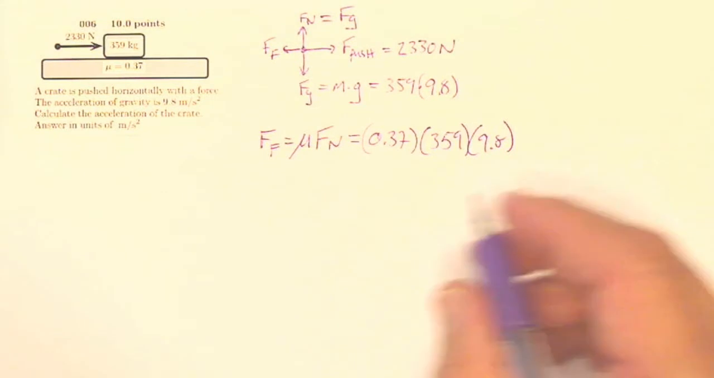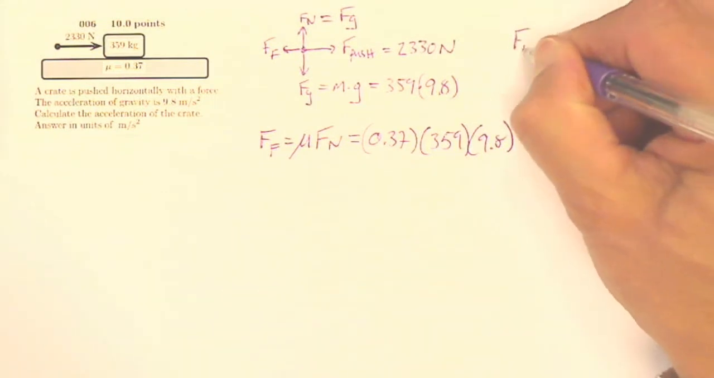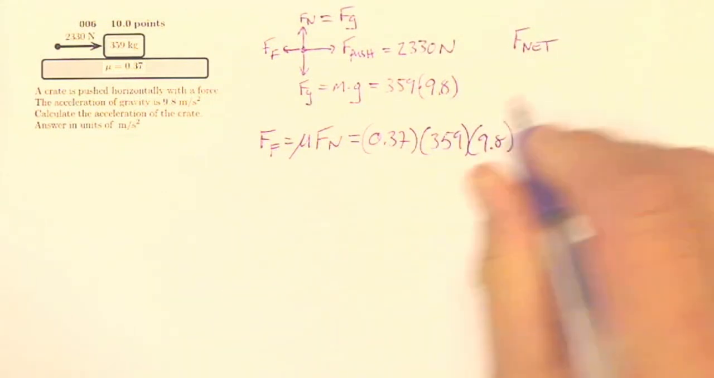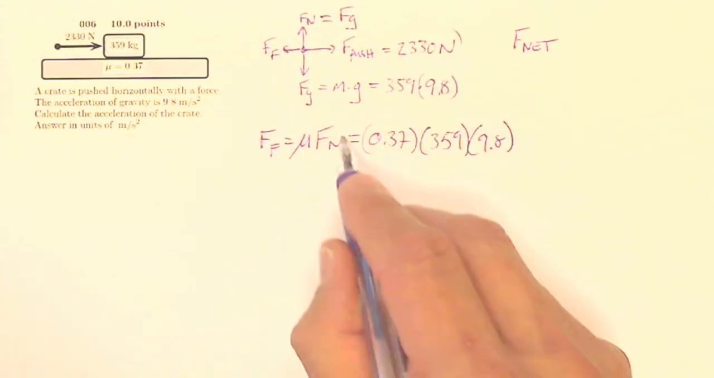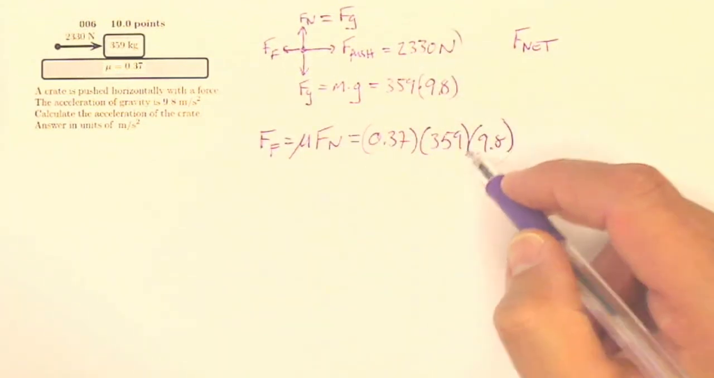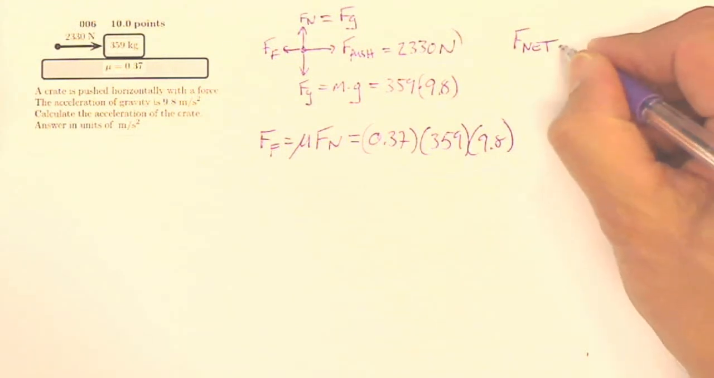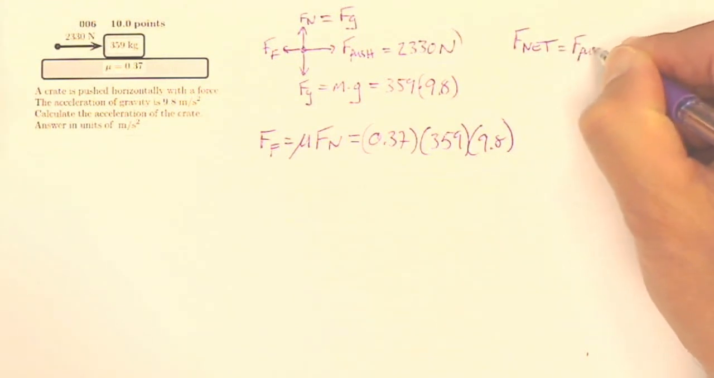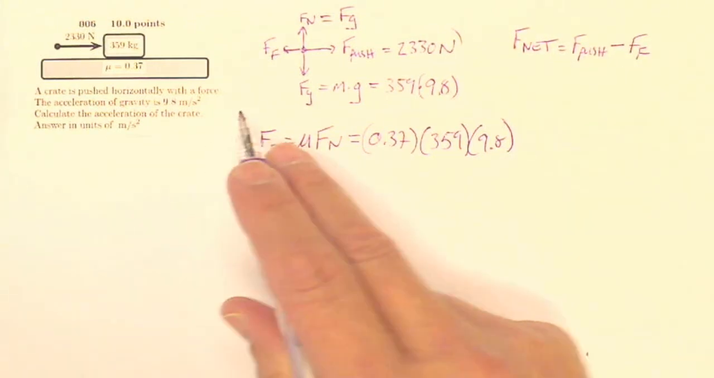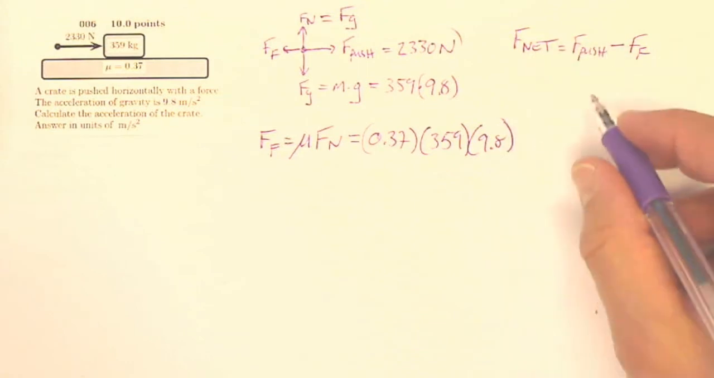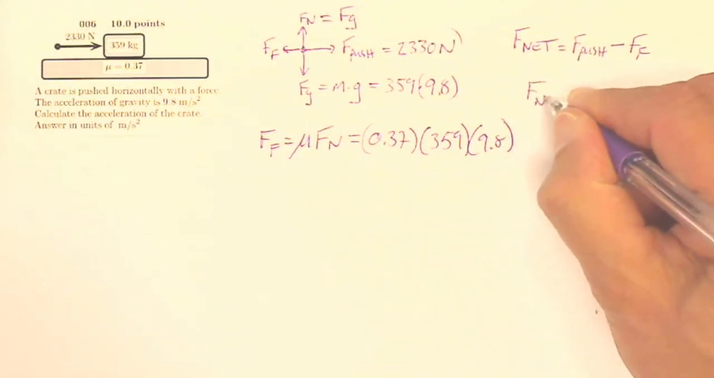Now I've got a force of friction one way, and I've got a force of push the other way. Well, what is my net force on this object going to be? Turns out I'm pushing to the right this much, I'm pushing to the left this much. When I subtract the two, that's going to give me my net force. So that's going to be my push force to the right minus my friction force to the left will give me my net force on this object. When I have a net force, then I'm going to have some number for that.